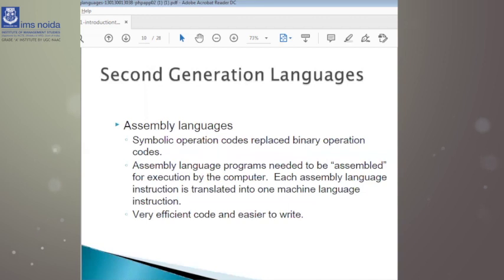Second generation language is also called assembly language. The second generation programming language also belongs to the category of low level programming language. The second generation language comprises assembly languages that use the concept of mnemonics for writing programs. In the assembly language, symbolic names are used to represent the opcode and operand part of the instructions, meaning programs need to be assembled for execution by the computer.